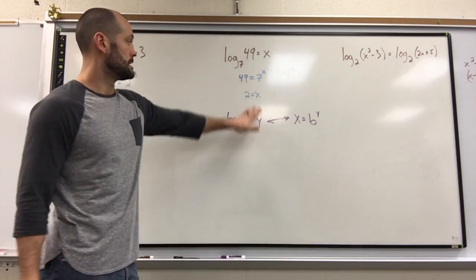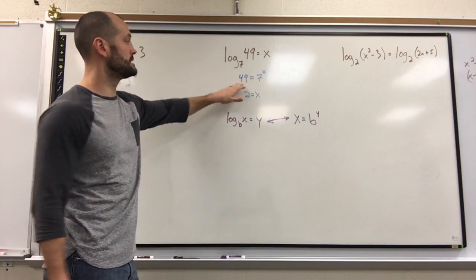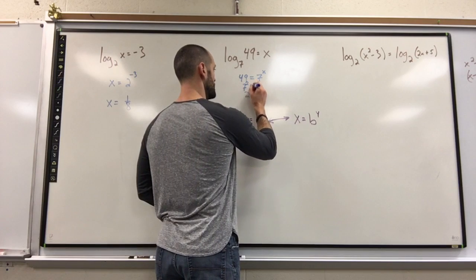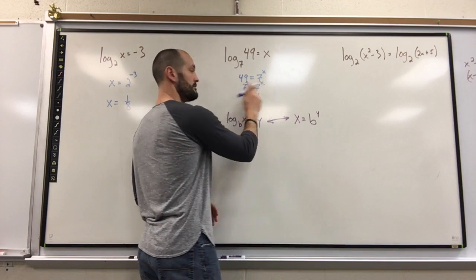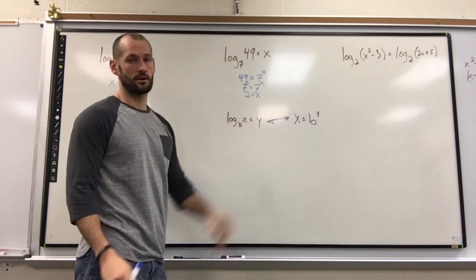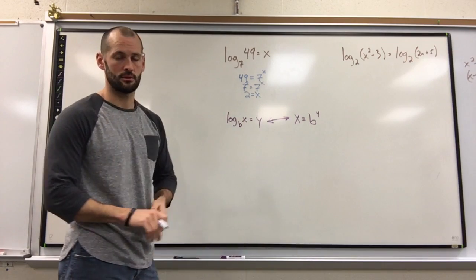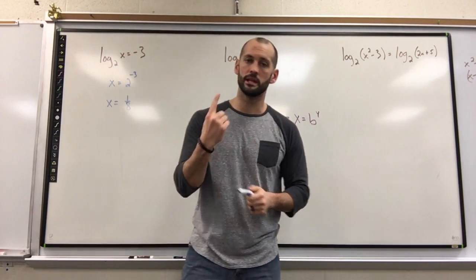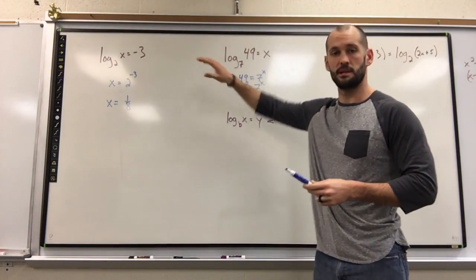Okay? Very basic. Now, if you wanted to, you could have made this 7 squared equals 7 to the x, and now we have like bases. Therefore, we can set our exponents equal. Either way, that's how you would do it. The key to solving one log equations is to get it into exponential form.